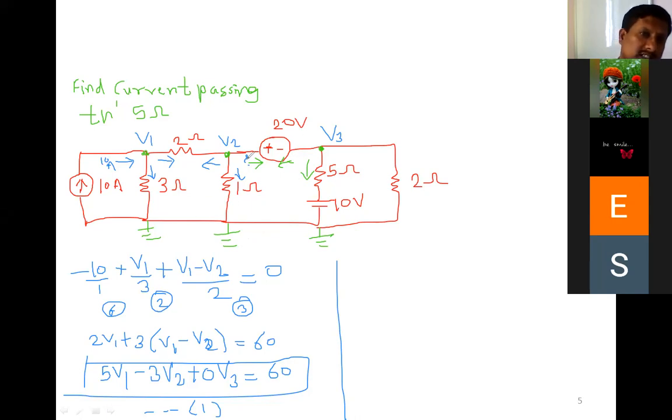If you know this current, then you can apply the KCL at V2 as well as V3. Looking at V3, this will be outgoing. If you are talking about V2, this will be outgoing. So how can you find out the current? So there are some limitations. What is the limitation here?